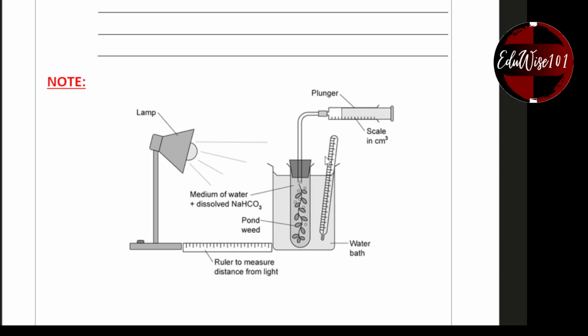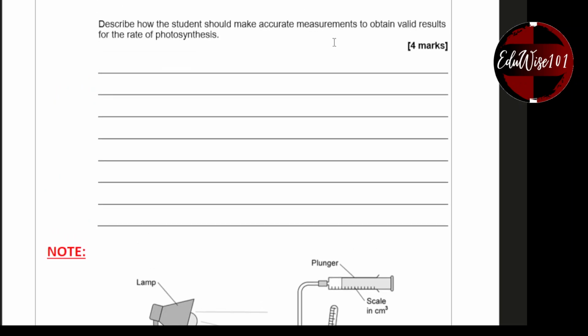I'm using a water bath so that the water inside the boiling tube doesn't get hot because of the light. So again, I'm trying to control the temperature using the thermometer. And the pondweed, which is trapped inside this boiling tube, when it produces oxygen, it should be collected by this gas syringe. So what would you do to make sure that the measurements obtained are valid results?